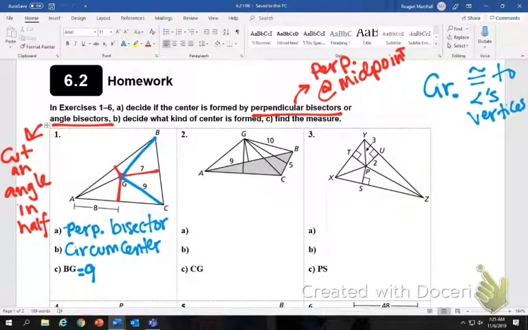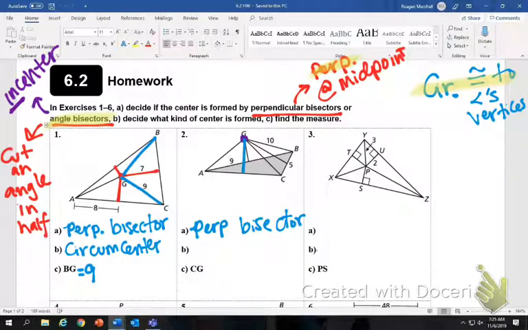Number 2, you'll need to do the same thing. Decide if it's perpendicular bisectors or angle bisectors. This one is harder to tell, so you'd have to remember that when perpendicular bisectors intersect, they form a circumcenter. When angle bisectors intersect, they form an incenter, and an incenter always has to be inside of the triangle. This point is not inside of the triangle, so that means it's a circumcenter, which means it was formed by perpendicular bisectors. So once again, perpendicular bisectors.